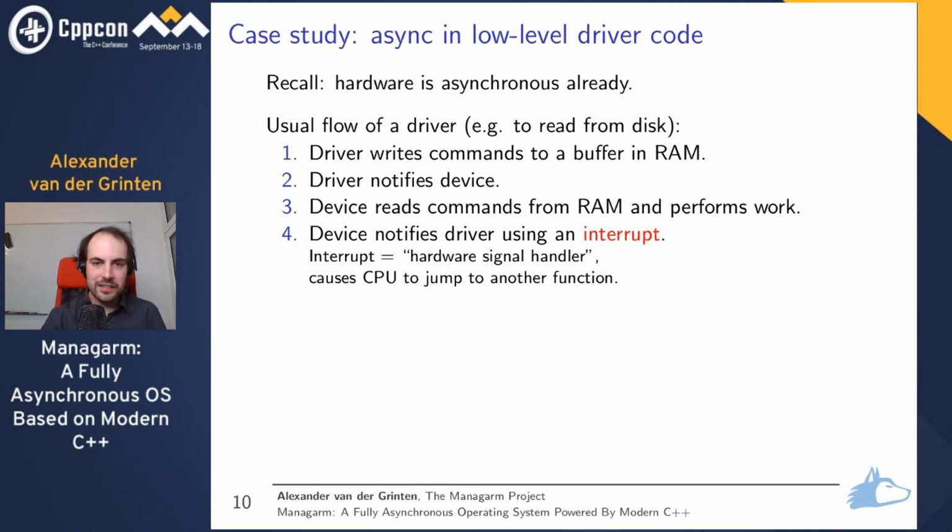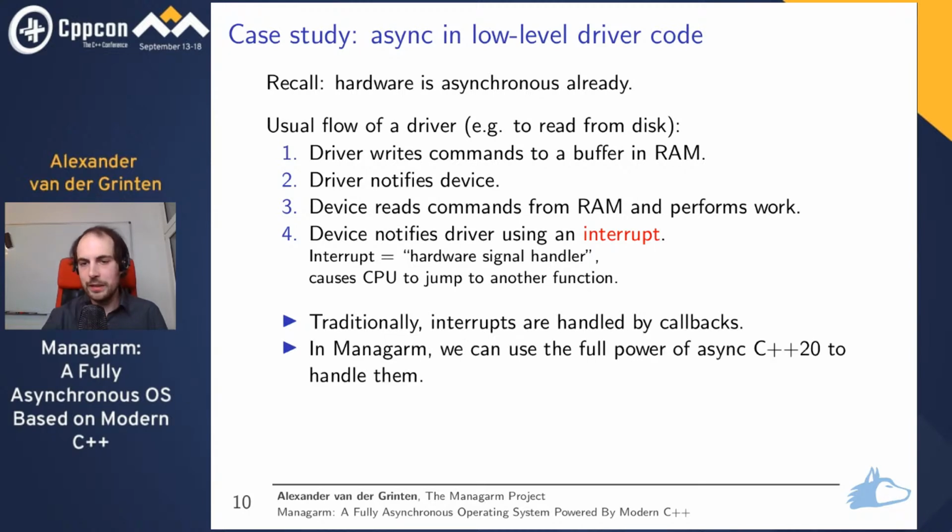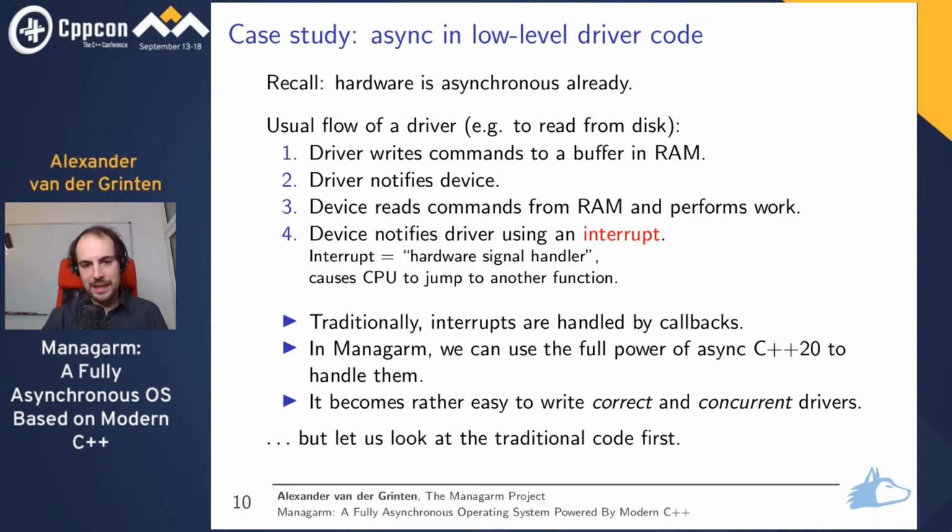And that's where asynchronicity comes into play, because if we can handle the interrupt asynchronously, everything becomes much easier. Traditionally, these are handled by signal handlers or callbacks, but we can use coroutines more or less to handle them, and we'll see more on that later. And because we can use coroutines, it becomes easy to write correct and concurrent drivers. So we don't necessarily have to write parallel drivers here. If we have the right abstractions, it turns out that we can write drivers that can handle many concurrent requests without being parallel. And that takes away a lot of the complexity of traditional drivers.